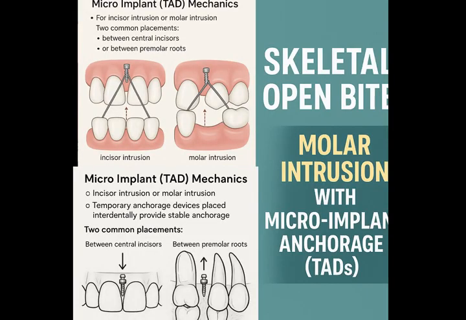4. Molar intrusion with micro-implant anchorage, TADs. For true skeletal open bite correction, molar intrusion using temporary anchorage devices, TADs, is often indispensable. TADs provide direct skeletal anchorage, bypassing the need for heavy patient cooperation and offering a stable and effective means to manage vertical discrepancies. This is considered one of the most challenging but ultimately effective approaches for long-term control.